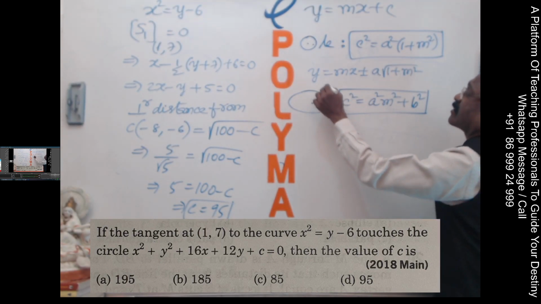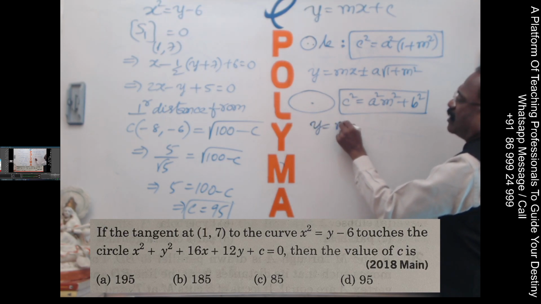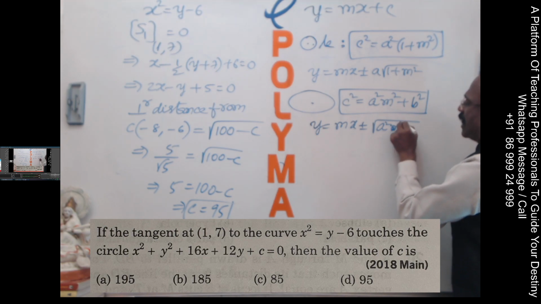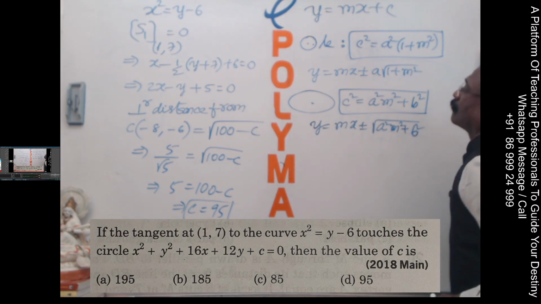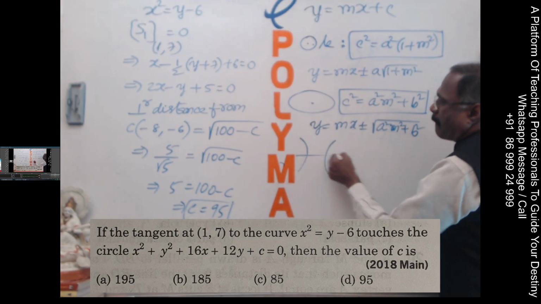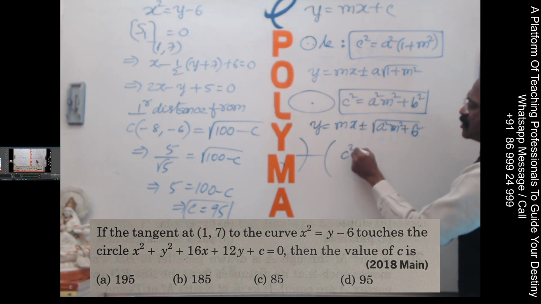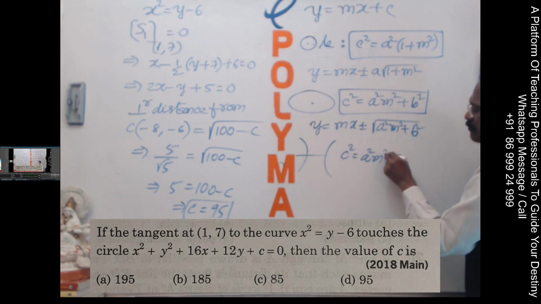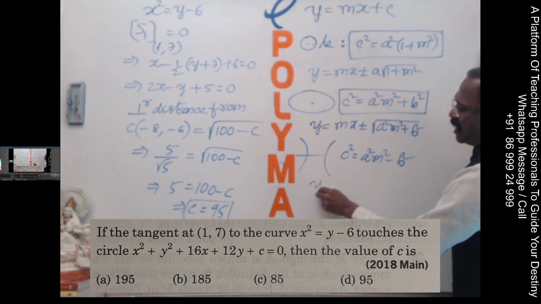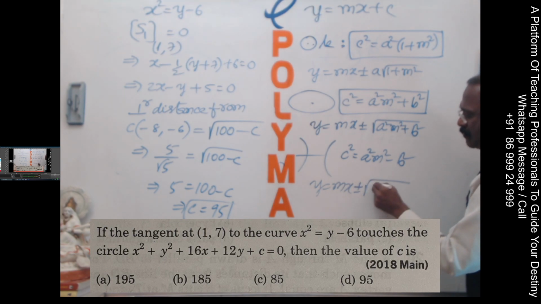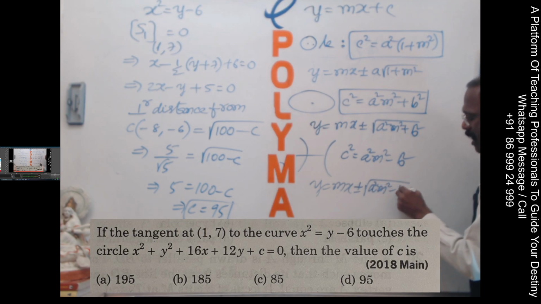Now, this is how it can be written: y is equal to mx plus or minus root over a square m square plus b square. And if it is a hyperbola, what happens? Replace b square with minus b square: c square equal to a square m square minus b square. And thereby the standard form is y is equal to mx plus or minus root over a square m square minus b square.